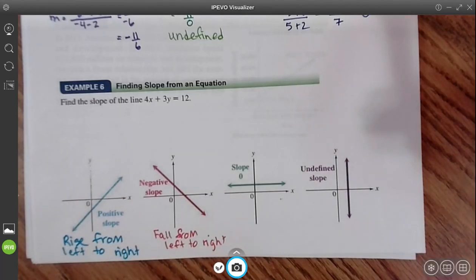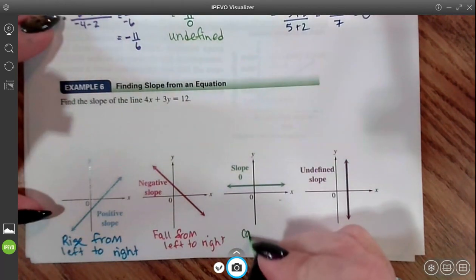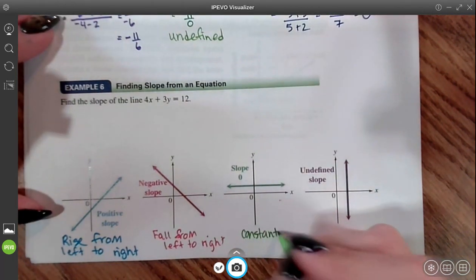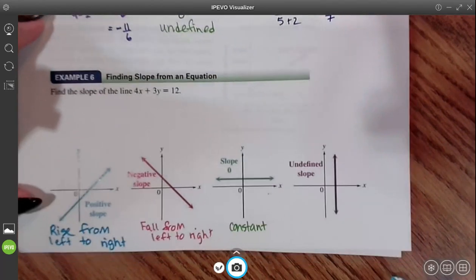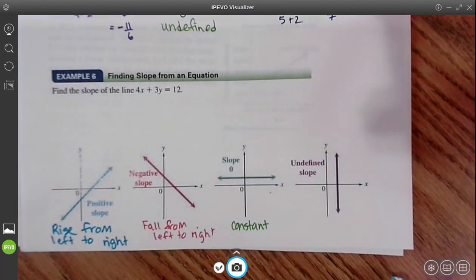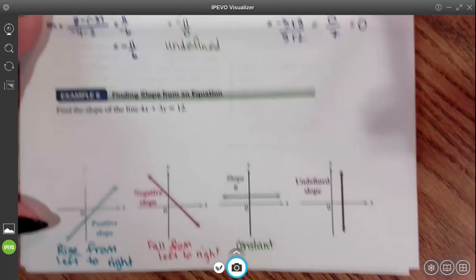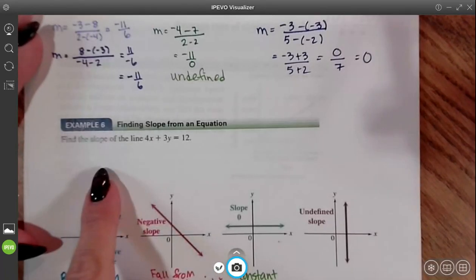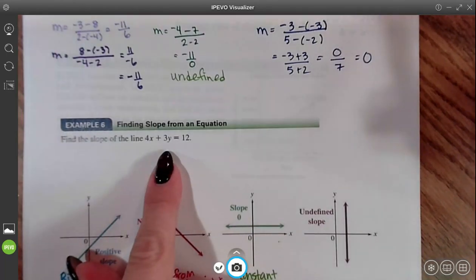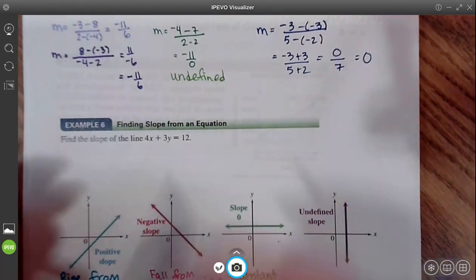And then a slope of 0 makes a horizontal line. So it is a constant slope. And then an undefined slope is a vertical line, and it's just undefined. I can't explain it a better way. So let's find the slope of this line. This line is given to us in standard form.